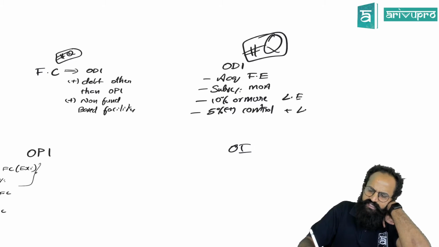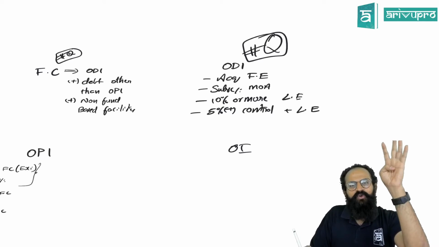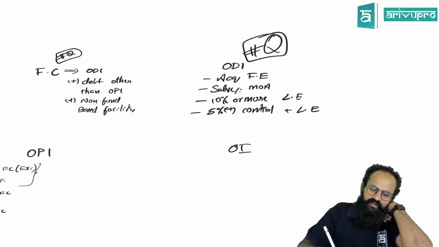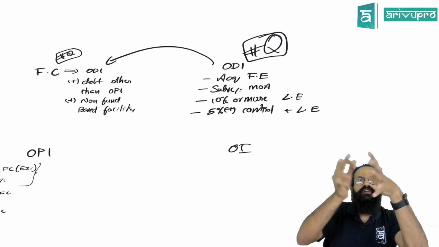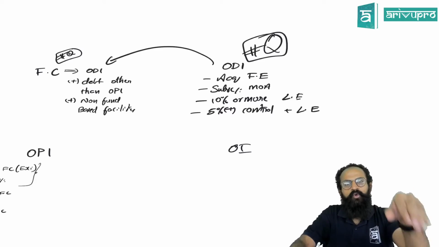Plus it has to be a listed entity. All these things are important. So, sir, once any of these four conditions are satisfied, then it is called an ODI. Now, what does FC say? FC includes ODI. So, FC is a broader terminology. When I say financial commitment, it includes ODI as well.